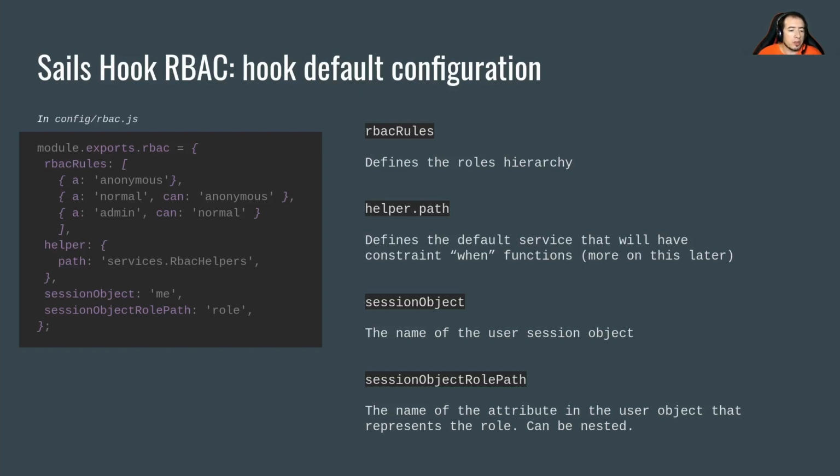Also, we're going to be configuring the variable that is going to be the session object. This will basically be what you normally have as your request.user or request.me, whatever you have in your application. As well, you have a path to the particular attribute in that user object. That attribute is going to be the one determining the role of your user within your application. And finally, we have what is called a helper path, which we'll see a little later on how it works.